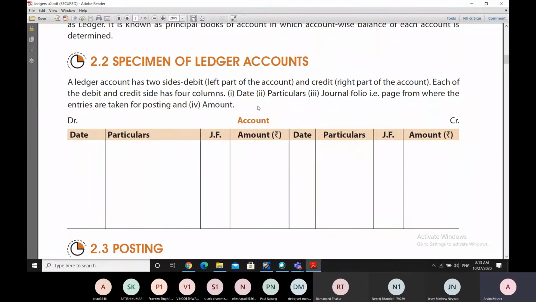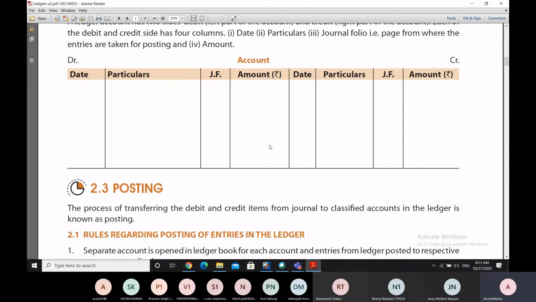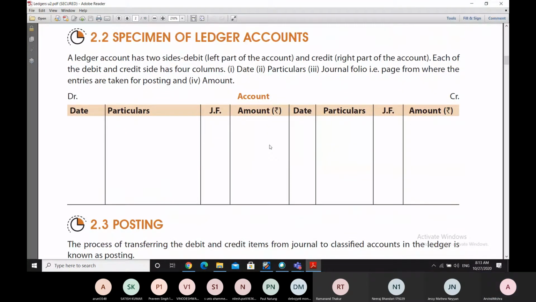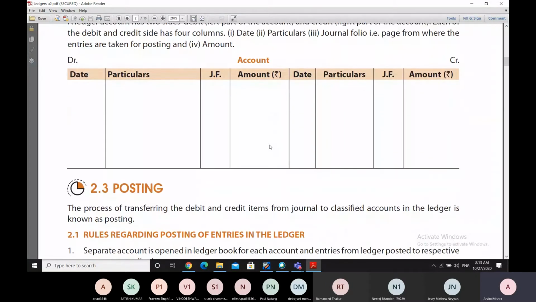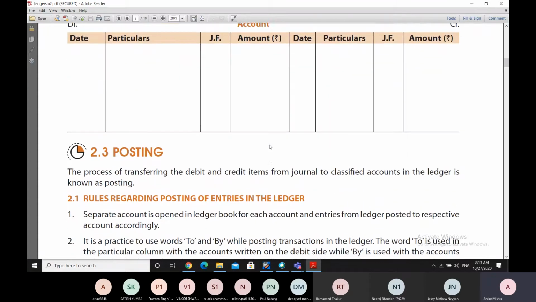Similarly, the credit side also has four columns: the date of the transaction, the particulars of the transaction, the journal folio from where this entry is coming into the ledger account, and the amount associated with that transaction. So these are the four columns on both the sides, debit as well as credit side of the ledger account. Please remember that when we say debit, we mean the left side, and when we say credit, what we mean is the right side.